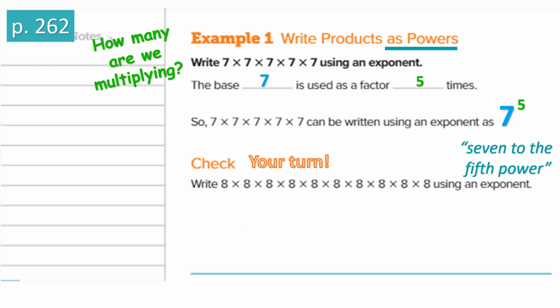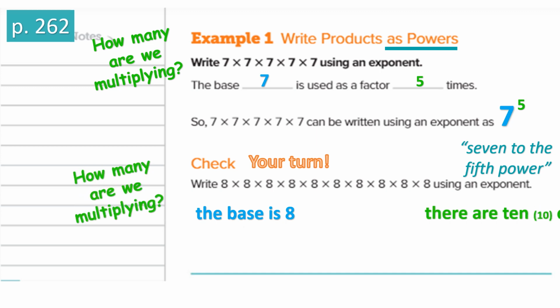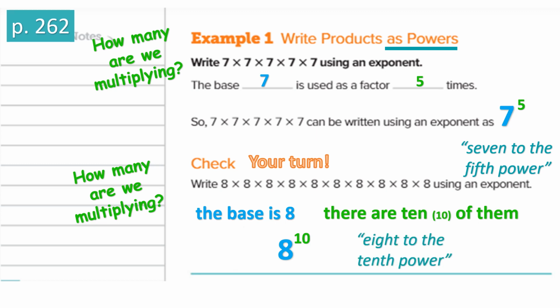So hopefully you thought, well, this is pretty easy. My base is an 8, right? And how many 8s do I have? 7, 8, 9, 10. I have 10 of them. So if I have it to the 10th power, then I have 8 to the 10th power. And that's your answer. Seems pretty easy.